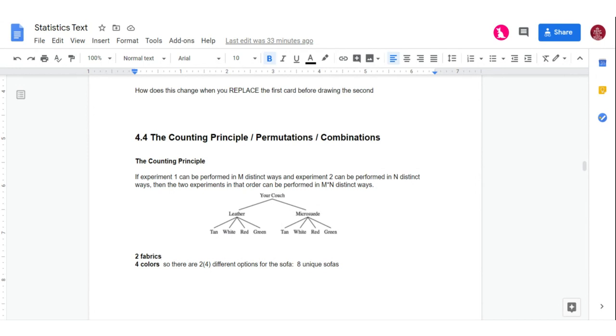And that's very useful to help you see for small situations like this. You can't do this with everything. And then the next problem after we deal with the couch thing here, we'll see how it works a little bit differently. You don't need to see them all, but this kind of helps you to see, because you've got 2 fabrics, 4 colors. So 2 times 4 means there's 8 unique sofas there. So you got the tan leather, the white leather, the red leather, the green leather, the tan microsuede, the white microsuede, the red microsuede, and the green microsuede.